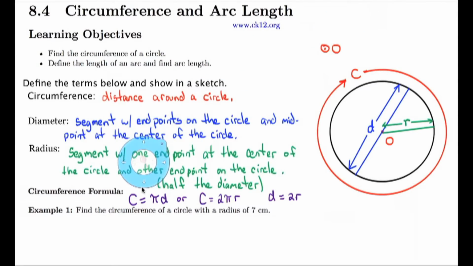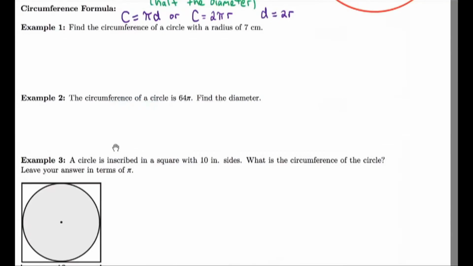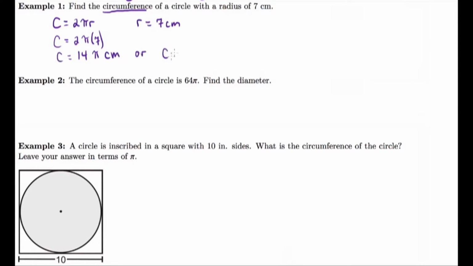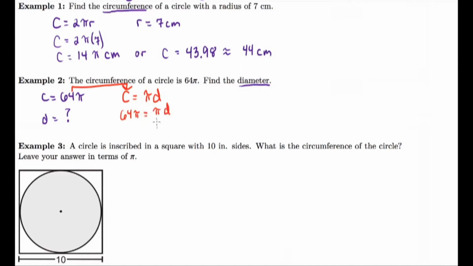Okay, example number 1. Find the circumference of a circle with a radius of 7 centimeters. Okay, so we're looking for circumference and we're given radius. So I can use C equals 2 pi r, substitute 7 for r, and I get 14 pi centimeters, or roughly 44 centimeters. Example 2, I know the circumference and I'm looking for the diameter. So I'll use C equals pi d, substitute 64 pi, and solve for d, and I get 64.